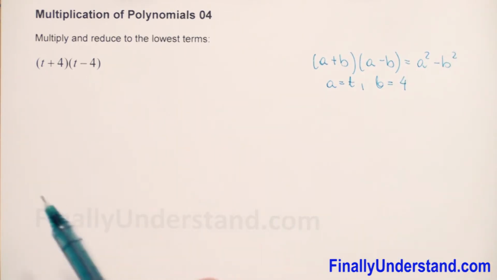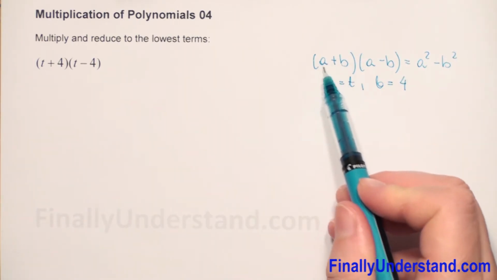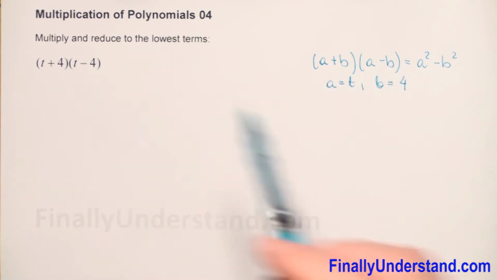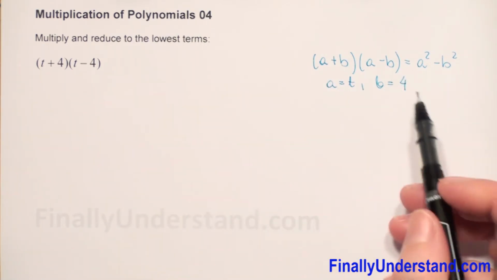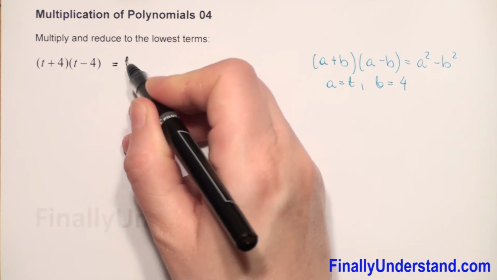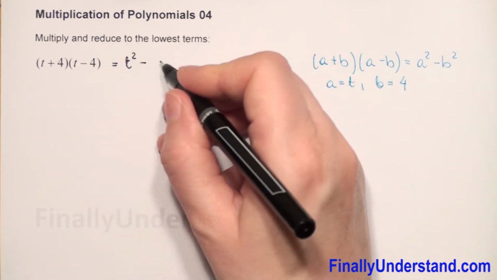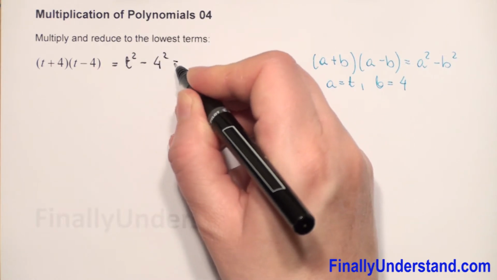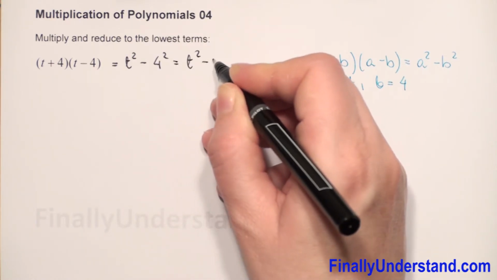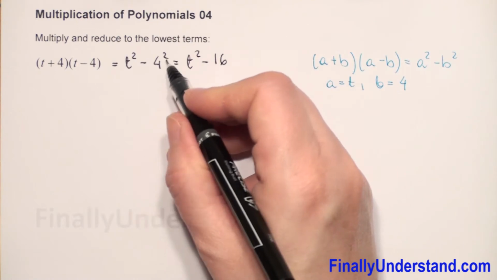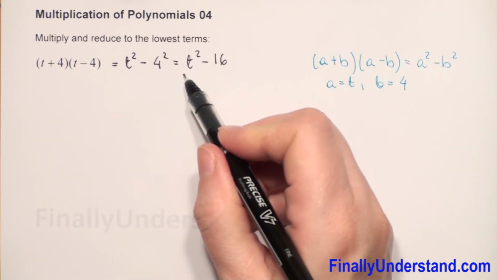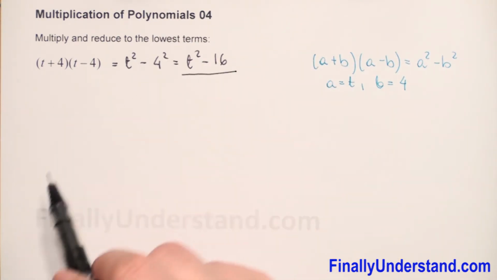So if you remember this formula, you can use this now, and this is equal to just t square minus b square, so b is 4. So we have 4 to second power, this is equal to t square minus 16. 4 to second power is 16. This is one way to solve this problem.